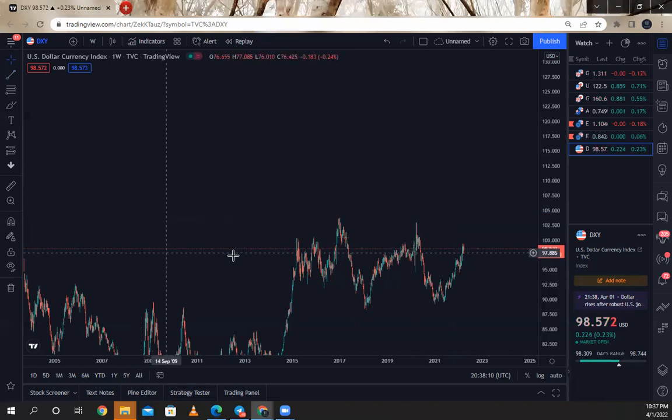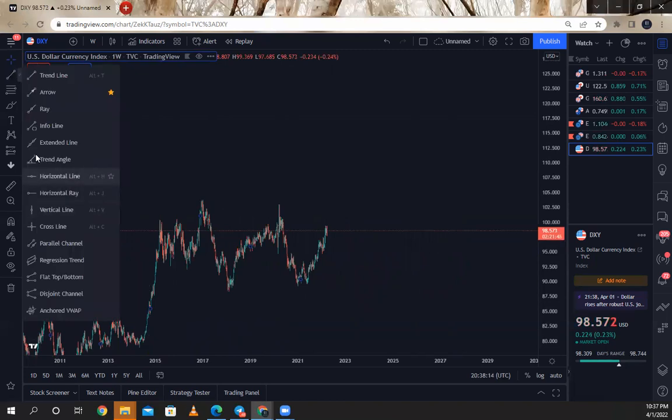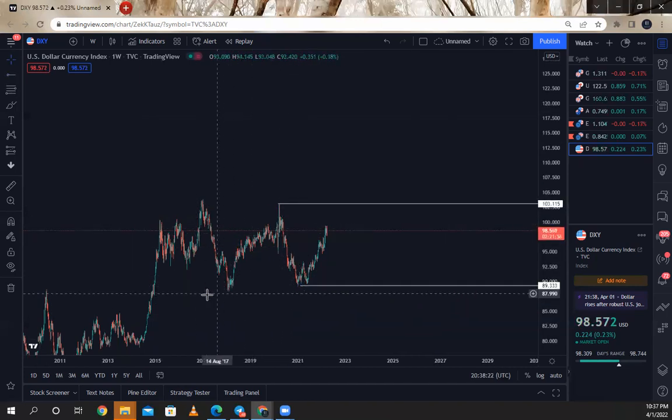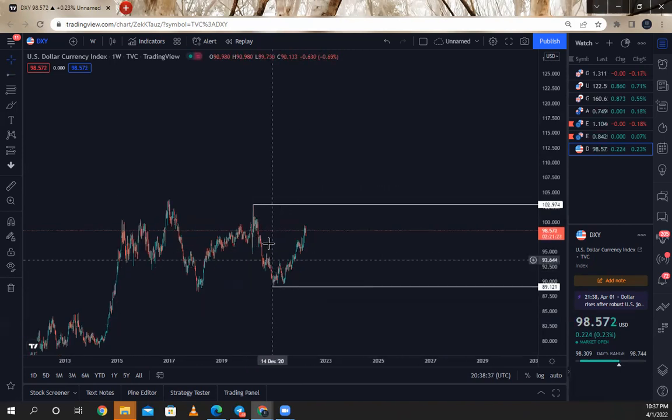So the most important tools that we use on our strategy are the trend line and the ray line, okay? Those are the two most important tools that we use. So this is the ray line. With the ray line, basically what we do, you just go to identify the highs and the lows. That's it. That is the ray line.